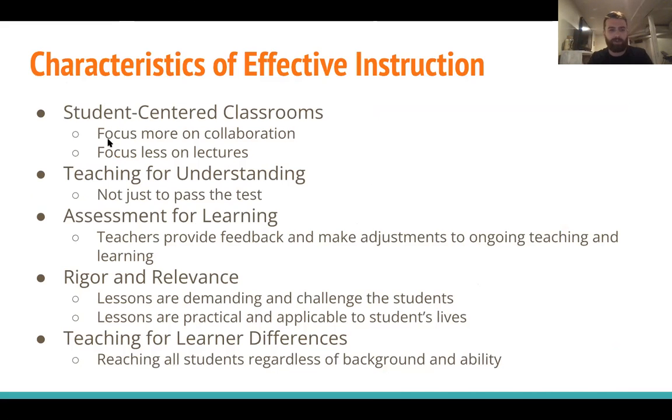Student-centered classrooms, we're able to focus more on collaboration. Those students can work together and bounce ideas off of each other to come up with solutions. And we're going to focus less on lectures. So it's not the teacher up at the front of the room just talking and teaching while the kids are just sitting and listening.